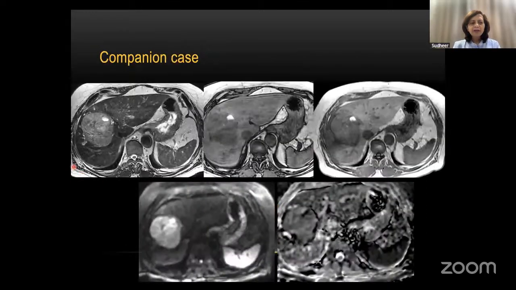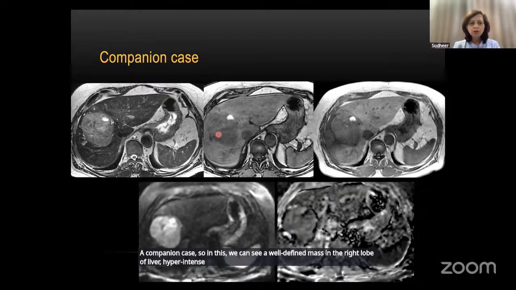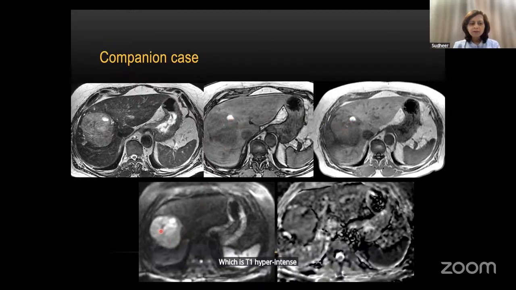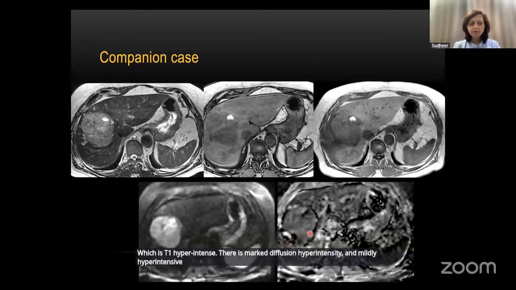A companion case, in this we can see a well-defined mass in the right lobe of liver, hyperintense on T2, hypointense on T1 weighted images. There is one small hemorrhagic area in the anterior part of the mass, which is T1 hyperintense. There is marked diffusion hyperintensity and mildly hypointense signal on ADC map.